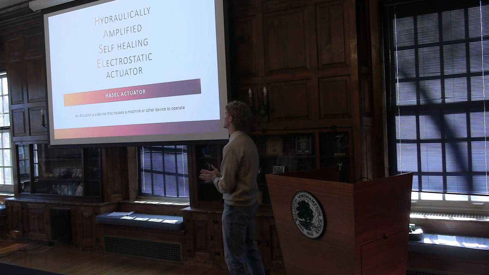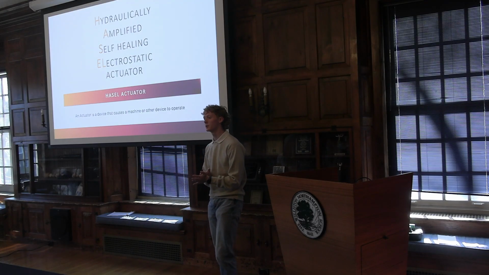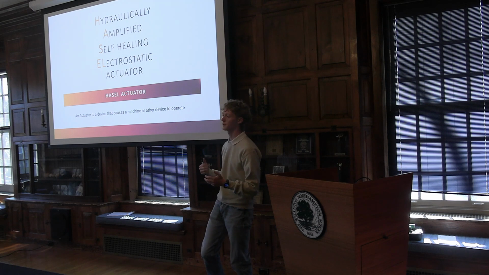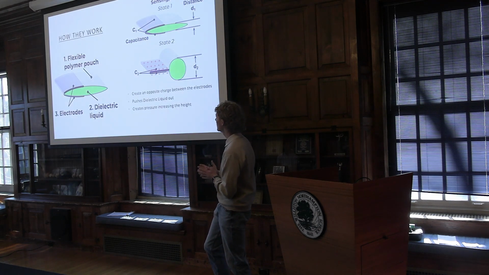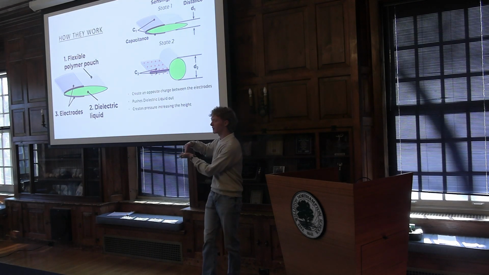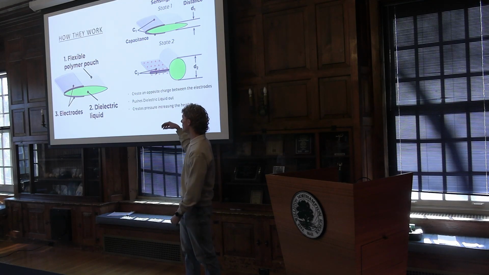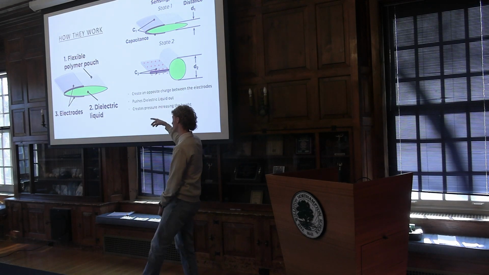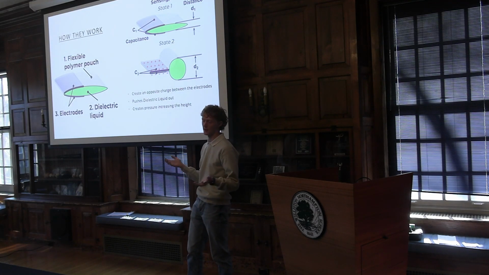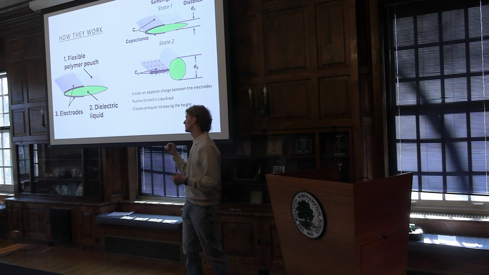So Hazel Actuator stands for Hydraulically Amplified Self-Healing Electrostatic Actuator. And for those of you who don't know, an actuator is just a device that causes a machine or another device to operate. So how this actually works is, this is sort of like a cross-cut of it, like a half. So I'll show you in a second what it would more resemble. So you have a flexible polymer pouch, which is something like the plastic wrap that you would have on a sandwich or something like that. So it's flexible, but it would be a little bit thicker so that it would be stronger.